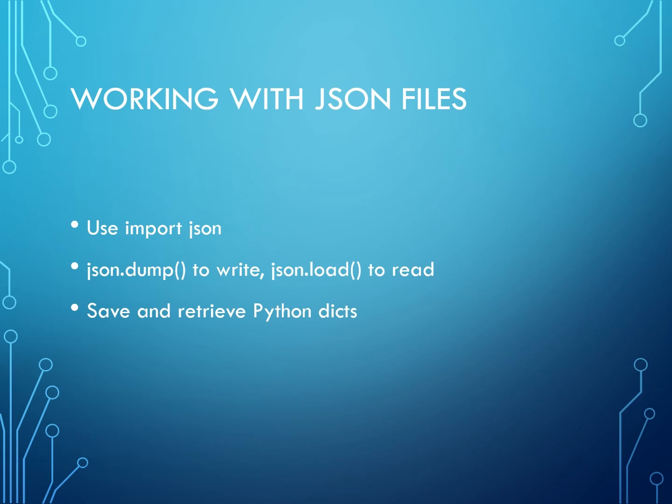Alright, time to talk about JSON, which stands for JavaScript Object Notation. In simple words, JSON is just structured data, kind of like a dictionary in Python. It's used a lot in web development, APIs, and storing configuration. Let's say you are building an app and you want to save user settings. JSON is perfect for that. It's lightweight, human readable, and works seamlessly with Python.